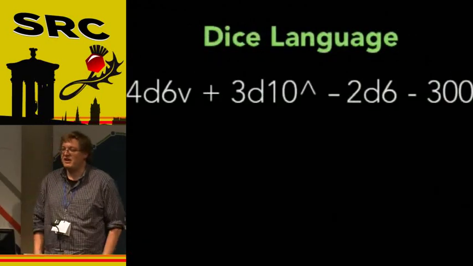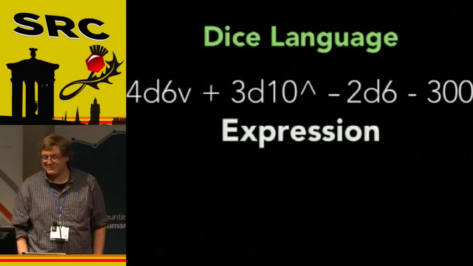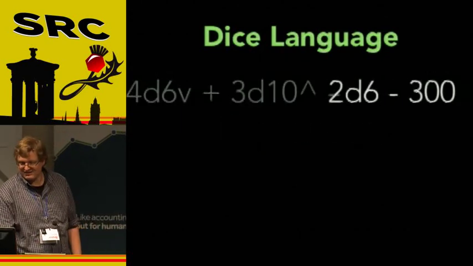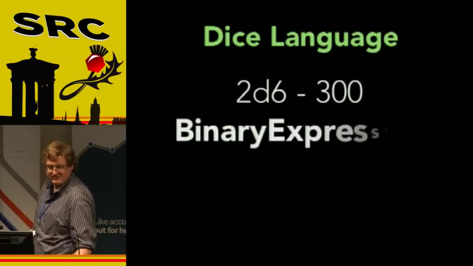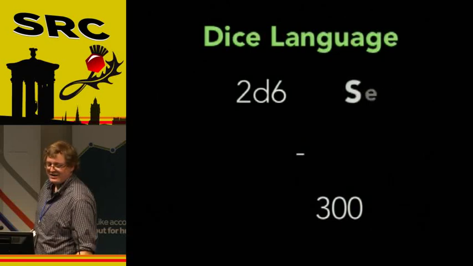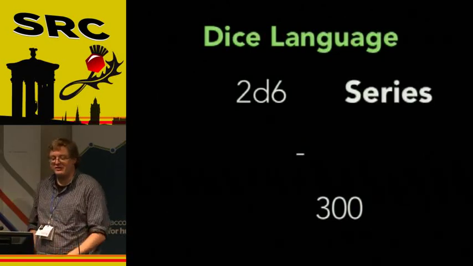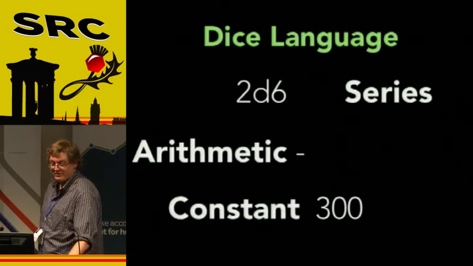So this is a complicated dice language statement. It's an expression. This is a binary expression. This first one is a series. It's a series of dice rolls. This is an arithmetic operator, and this is a constant.